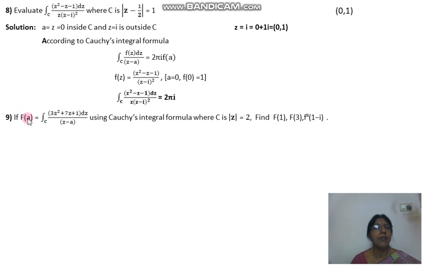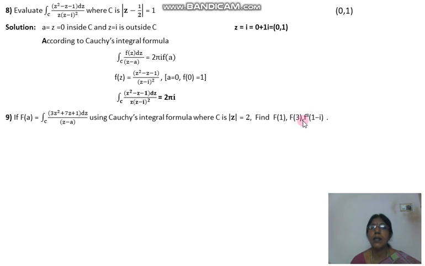Next problem: if F of a is equal to the integral over C of (3z square plus 7z plus 1) by (z minus a) dz, using Cauchy's integral formula, where C is mod z is equal to 2. Then what is the question? Find F of 1, capital F, then F of 3, and F double dash of 1 minus i.